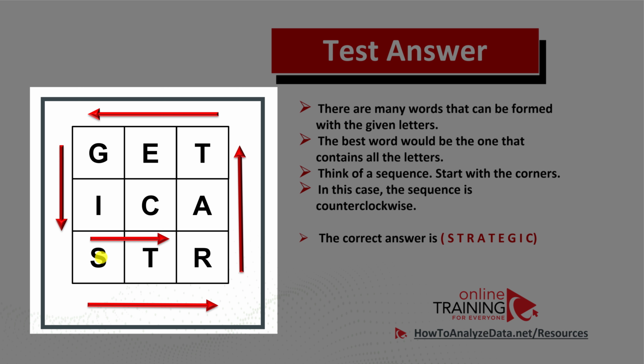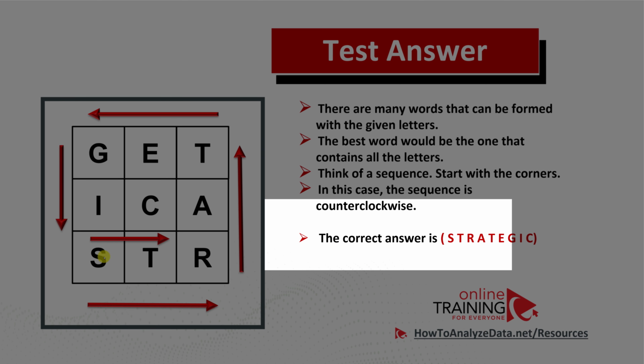We have the word strategic, which is formed starting in the bottom left corner. If you start in the bottom left corner and then flow from right to left, then flow from bottom to the top, from left to right, and then end your word in the middle, you will form the word strategic.